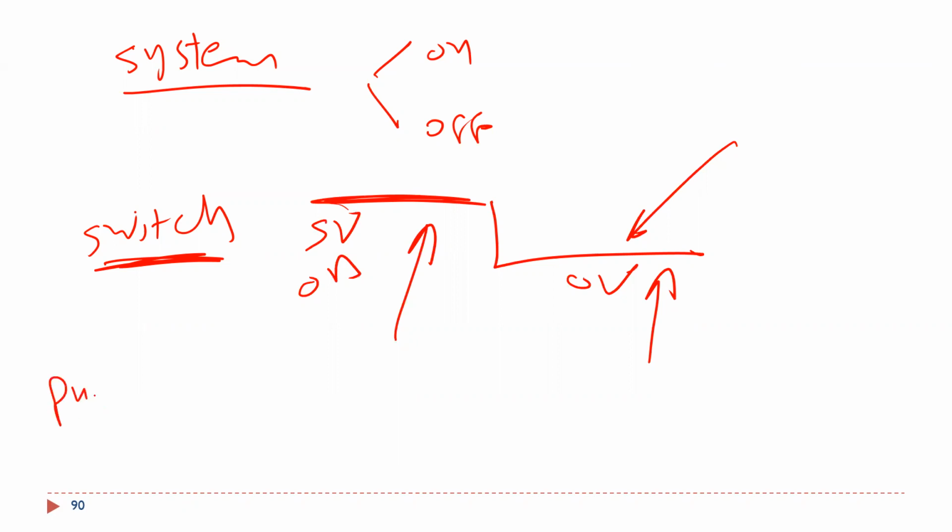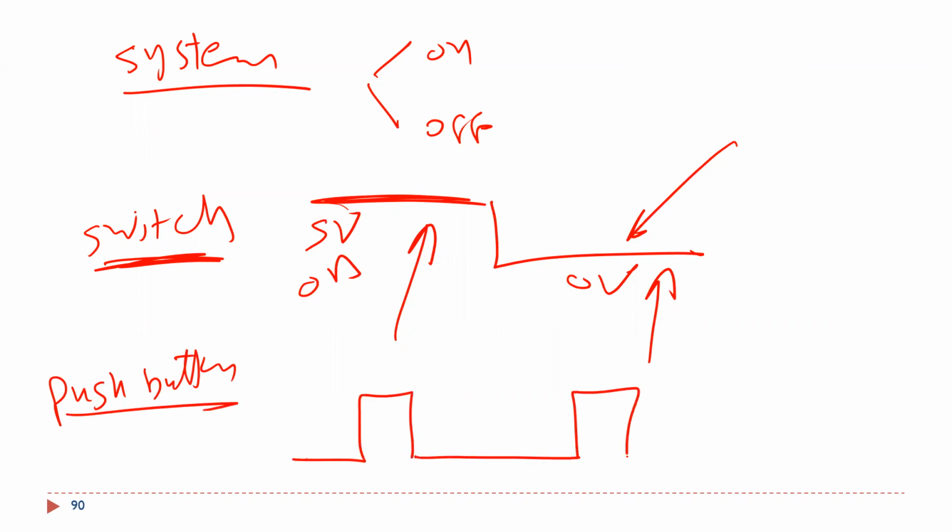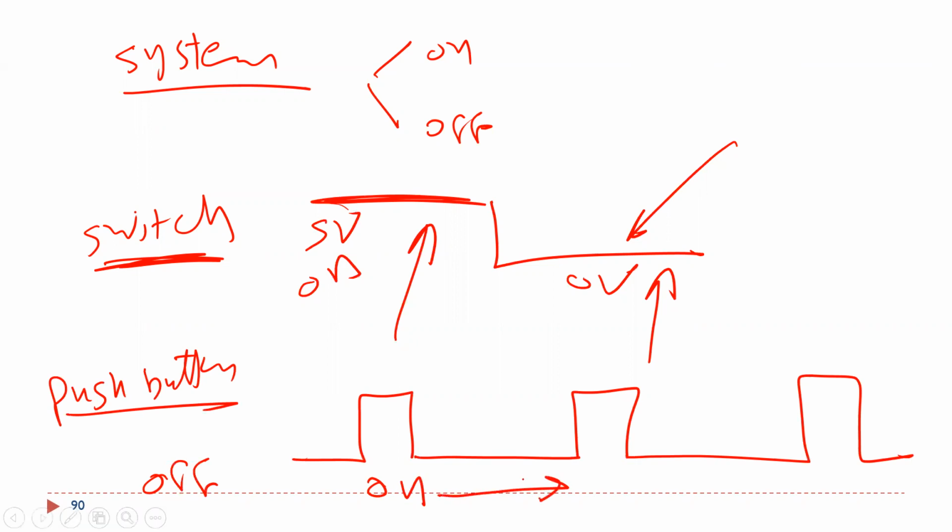In case of push button, look here, guys. Every time I press, I'm going to make a pulse like this one. So initially, the system is off. When I press, the system has to be on, and it has to continue on. When I press again, the system has to be off, and it has to continue off. When you press again, the system has to be on, and it has to continue on. You understand what I'm saying?